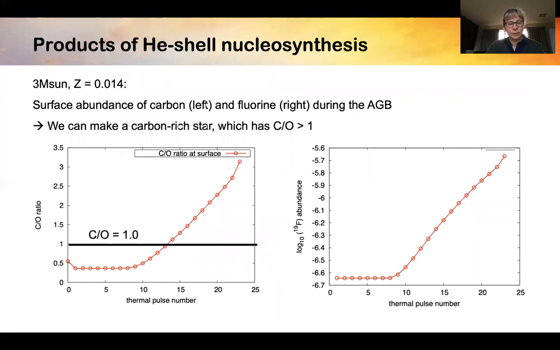What do we see at the surface? This is results for a 3 solar mass model of solar composition. On the left, I'm plotting as a function of thermal pulse number, think of this as a proxy for time, versus the C/O ratio at the surface of this stellar model. So I put the line for C/O greater than 1. When the star crosses this line, this model would be seen as being carbon-rich, so it has a carbon-rich atmosphere. Note our sun and most stars are oxygen-rich, where the number of oxygen atoms exceeds the number of carbon atoms. On the right-hand side, we see fluorine, and you see the fluorine abundance increases by almost an order of magnitude. So this is a way of making carbon-rich, fluorine-rich stars.